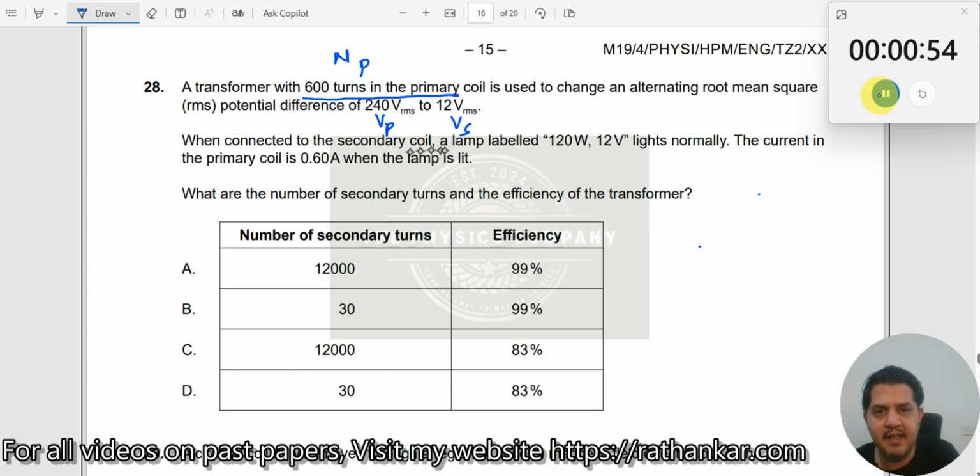When connected to a secondary coil, a lamp labeled 12 volts, 120 watt lights normally. So this is your output power. The current in the primary coil, IP, is also given. The lamp is lit. What are the number of secondary turns and the efficiency of the transformer?